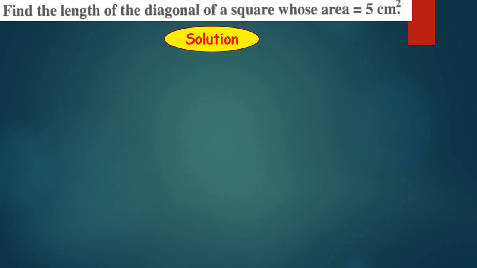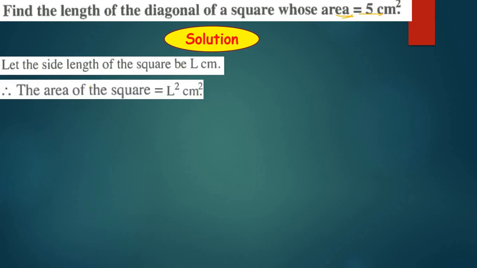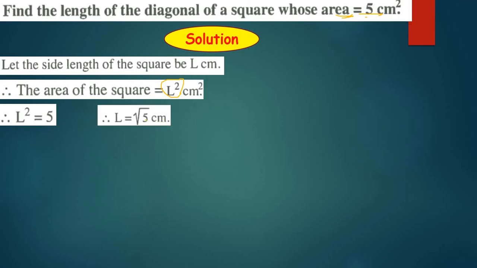Another example: find the length of the diagonal of a square whose area is equal to 5. First step, let the side length of the square be L. The area of a square is L power 2, it means side times side. And we have 5 as the area of the square, therefore L power 2 equals 5, and to get L only we put the root on the other side, therefore the side length of the square equals root of 5.